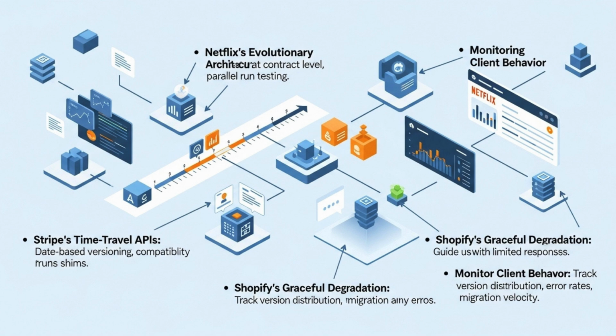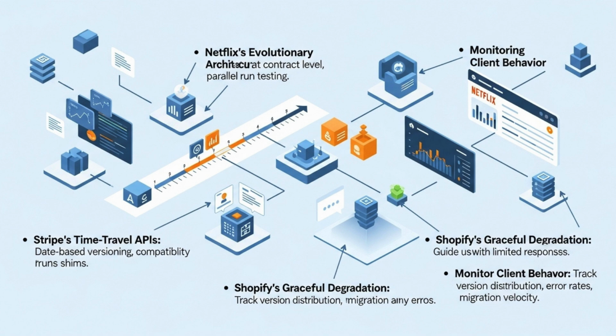Stripe offers time travel APIs through their date-based versioning. This allows clients to request API behavior from any historical date, effectively creating an individual API timeline for each integration. Their secret? Sophisticated compatibility shims that translate modern internal APIs to historical external contracts, providing unmatched stability.